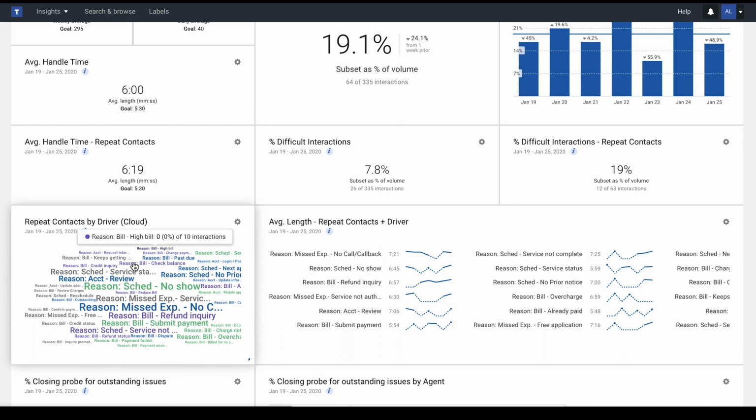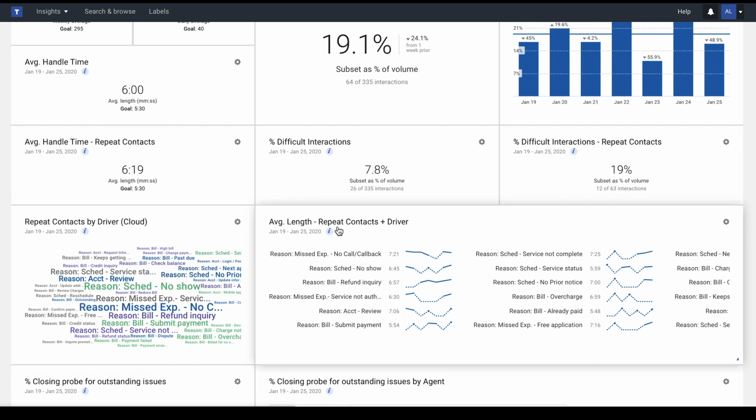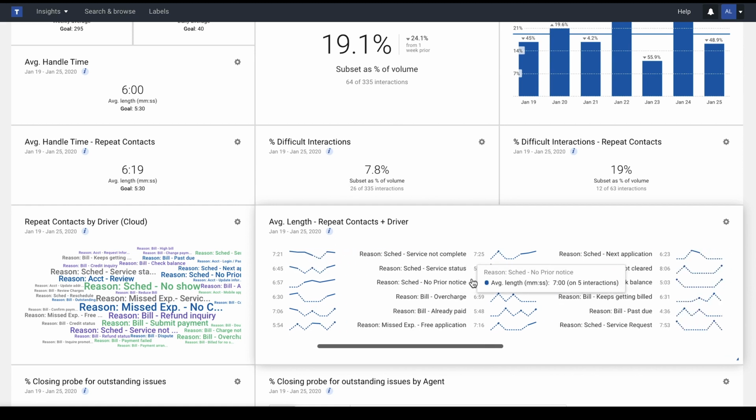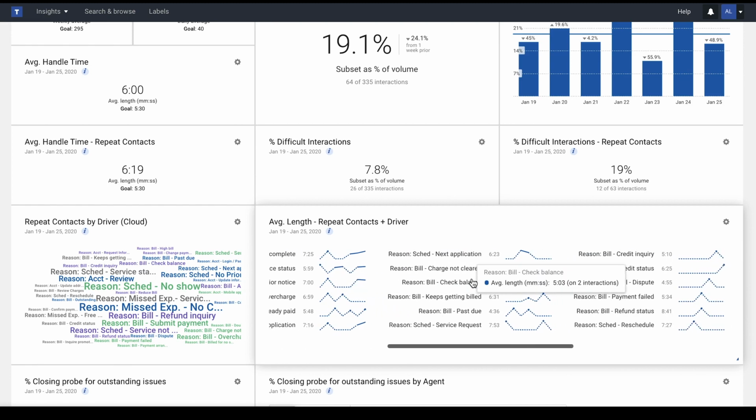And not only can we measure what's driving repeat contacts, but we can also measure when a customer is saying that they've repeatedly contacted you, and any of these drivers that you can see on the left, is that also impacting your average handle time. So as you can see, your average handle time when a customer mentions repeat contact is sitting at 6:19. But when a customer mentions repeat contact and, for example, missed expectations, no call or call back, it actually jumps from 6:19 to 7:21. So we can track all your drivers to see what might be affecting average handle times.